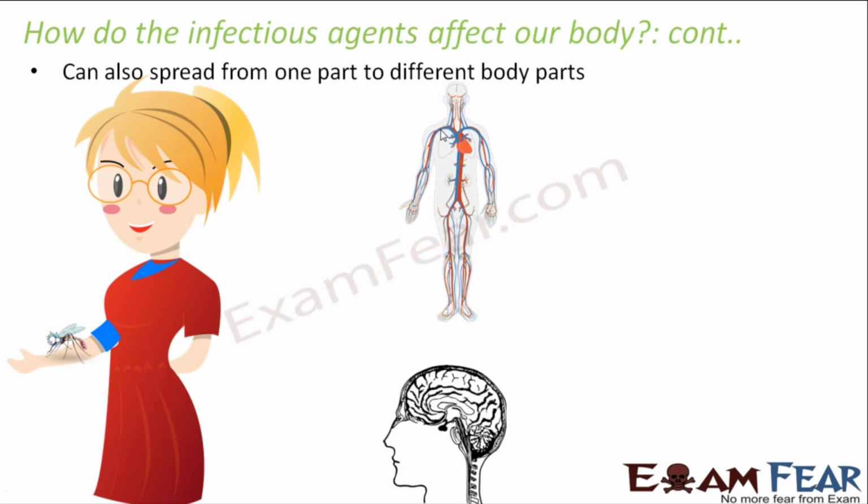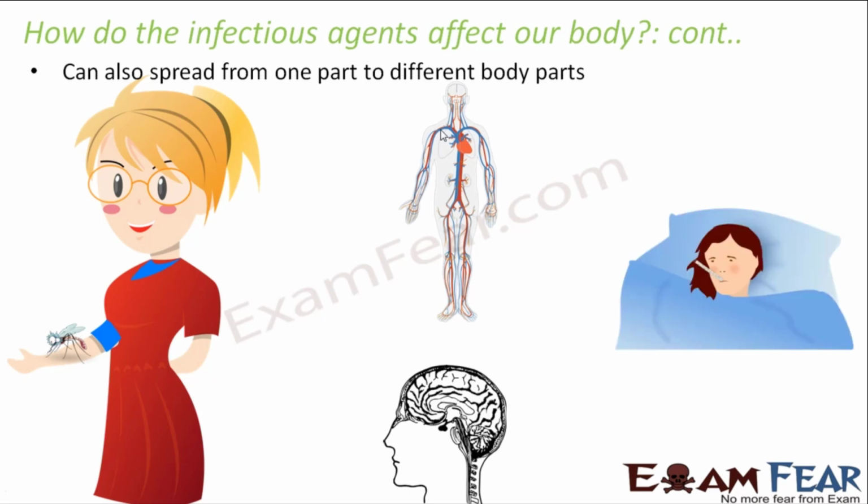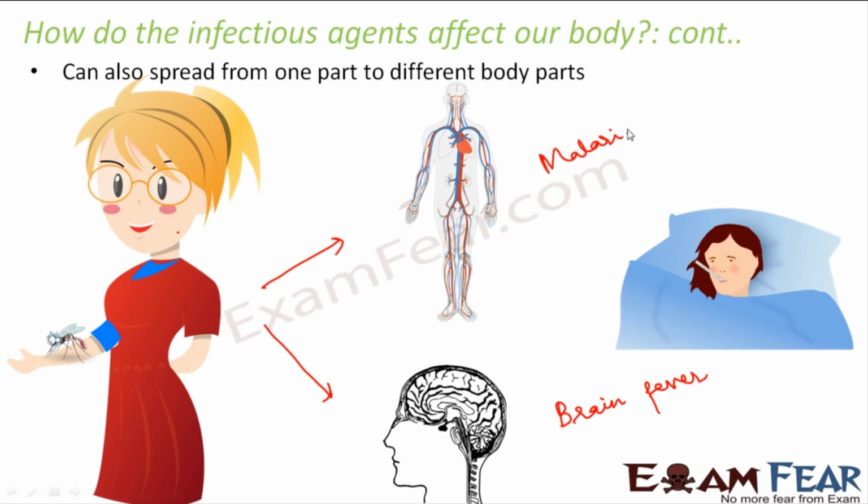Similarly, the same mosquito bite could have also made the microbes reach your brain. The microbes can even travel high up to your brain. Now when the microbes reach your brain, you might get symptoms like headaches, fits, vomiting, and you might end up with a disease like brain fever. Right? So the same mosquito bite can give rise to something like brain fever, and the same mosquito bite can also give rise to something like malaria.